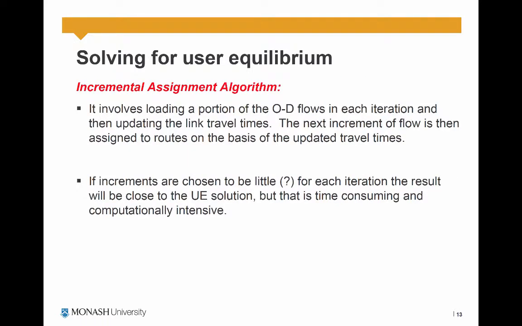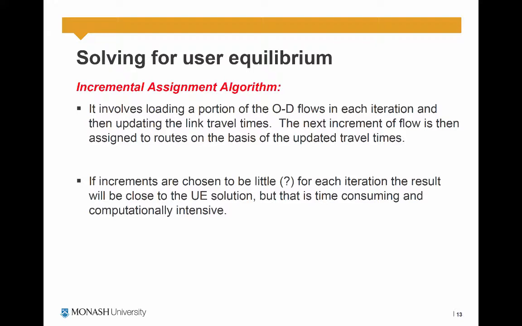A better approach is incremental assignment, which involves loading a portion of the origin destination flows in each iteration and then updating the link travel times. The next incremental flow is then assigned to routes on the basis of the updated travel times. So what we do is we assign increments of the demand. For example, if we have 10 travelers, we start by loading 2 travelers in the first iteration. So we assign one increment, let's say 2 out of 10, to the network using the shortest paths.